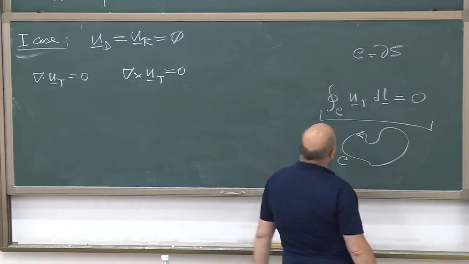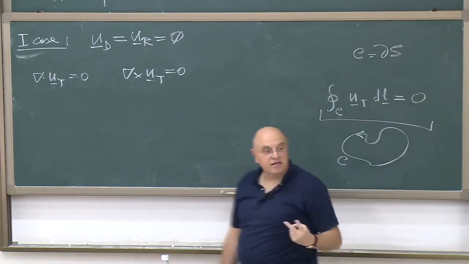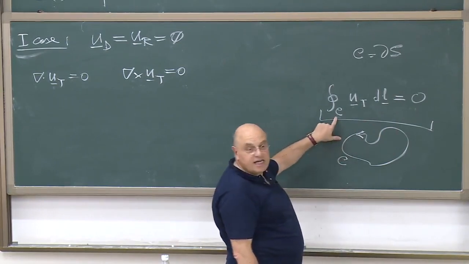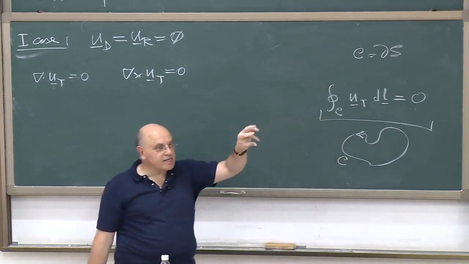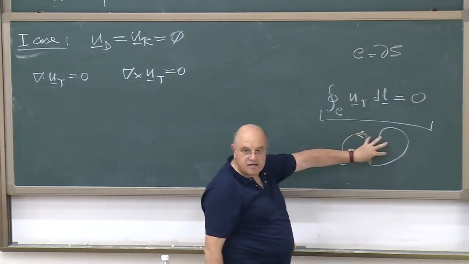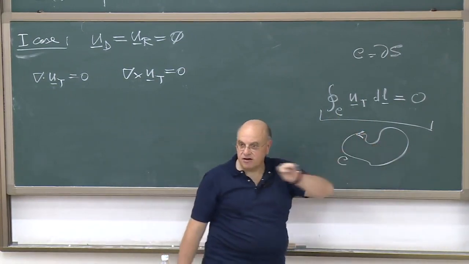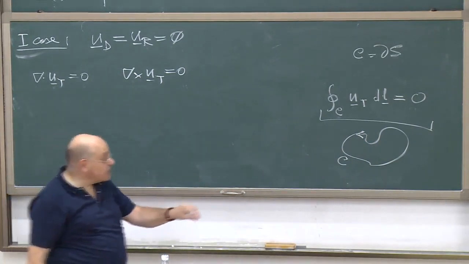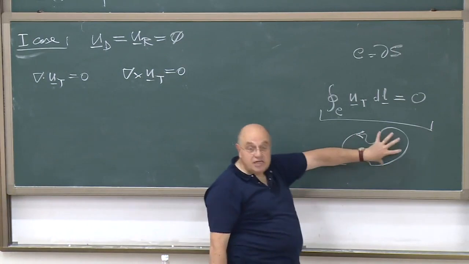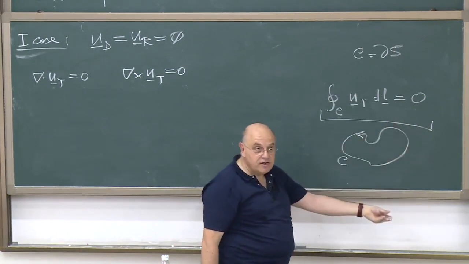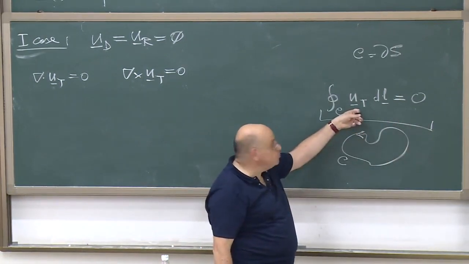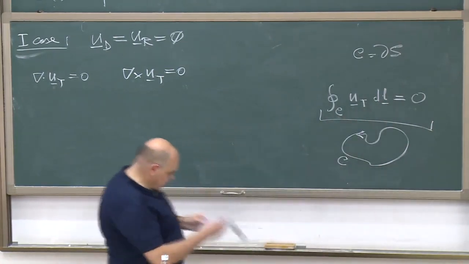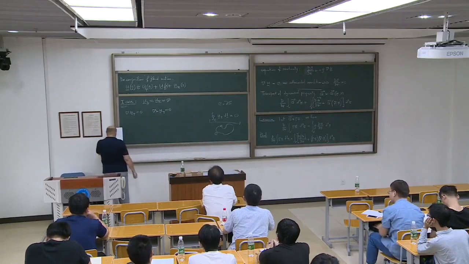Huh. So there are two ways to think about it. One is to have C zero, shrinking C to a point, continuously. No obstacle, no obstacle. You can continuously shrink it to zero. The other is to prove that you can continuously shrink to zero by working out ut dl, by working it out.